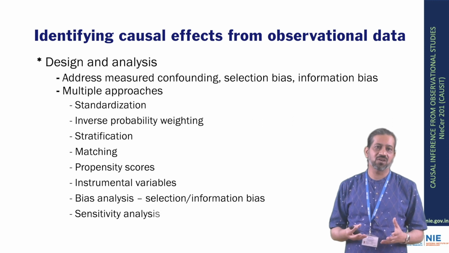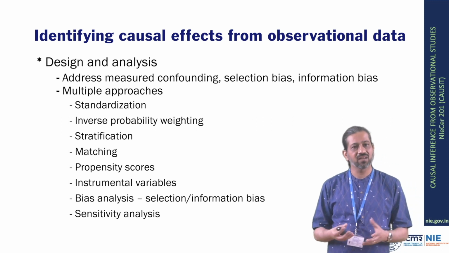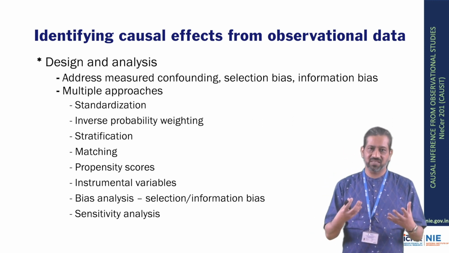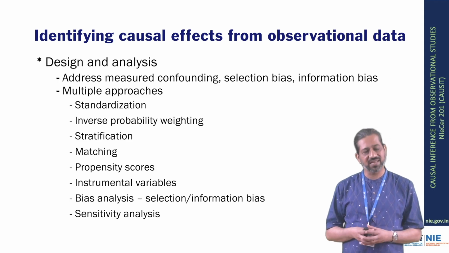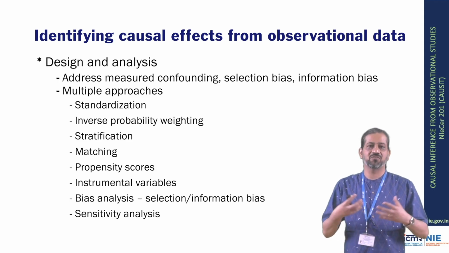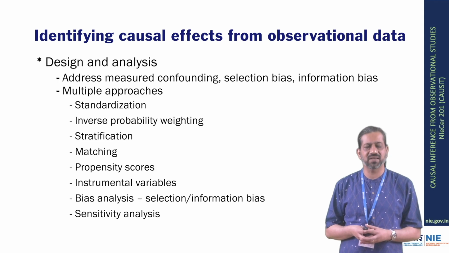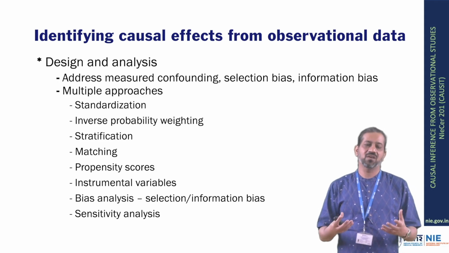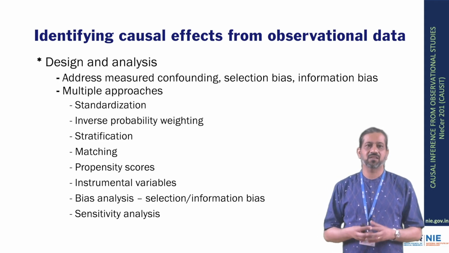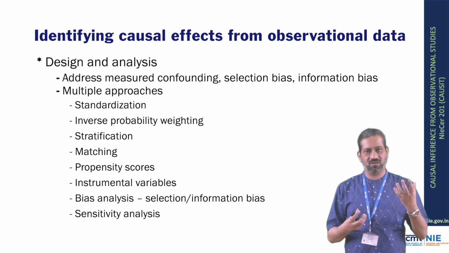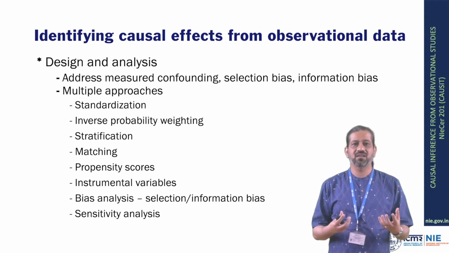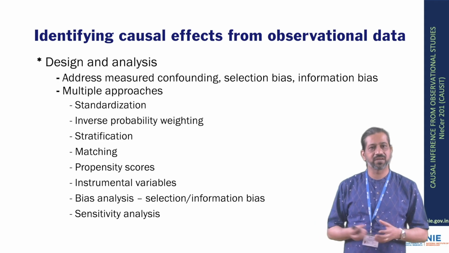We need to make sure that we are addressing confounding. We are looking into whether there is a possibility of selection bias or a possibility of information or misclassification bias in our study before we come to the conclusion that a particular exposure or a particular covariate is causally related to the outcome of interest.